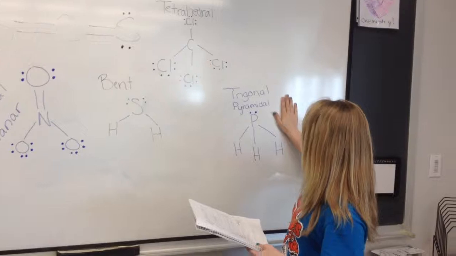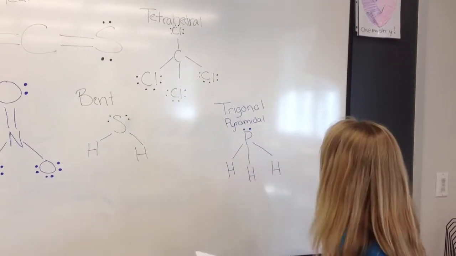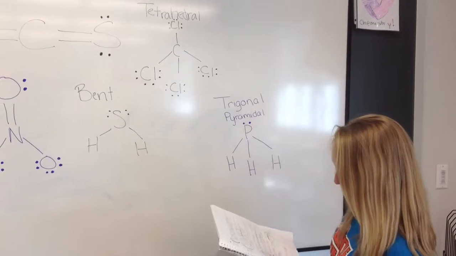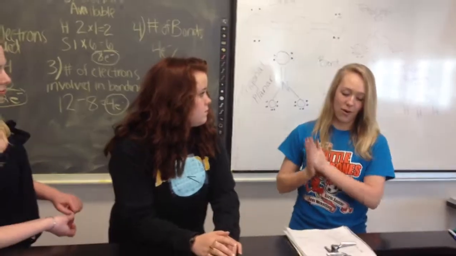This is triangular pyramidal. It has 3 shared pairs and 1 unshared pair. And last but not least, remember to draw all of your bonds.